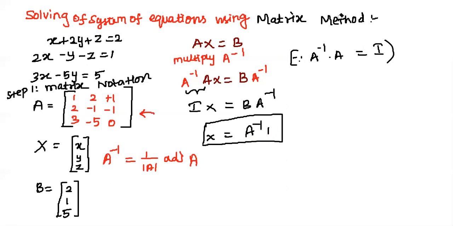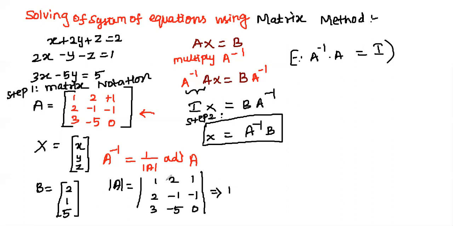So this X equal to A inverse B is step 2. So finding the A inverse. For finding the determinant of A, we will be expanding it through the first row. It's 1, 2, 1, 2, minus 1, minus 1, 3, minus 5, 0.